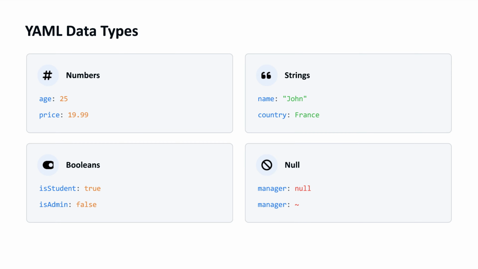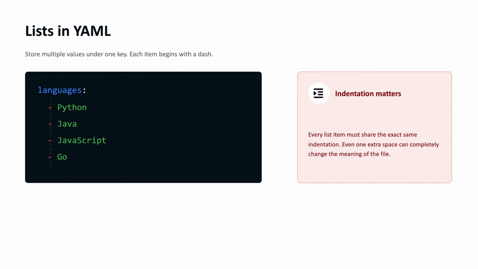Let's talk now about lists in YAML. Lists allow you to store multiple values under one key. Each item begins with a dash. For instance, here you have languages: on the next line, small indentation, hyphen Python, hyphen Java, hyphen JavaScript, hyphen Go. Notice that every list item has the exact same indentation. Indentation is extremely important in YAML. Even one extra space can completely change the meaning of the file.